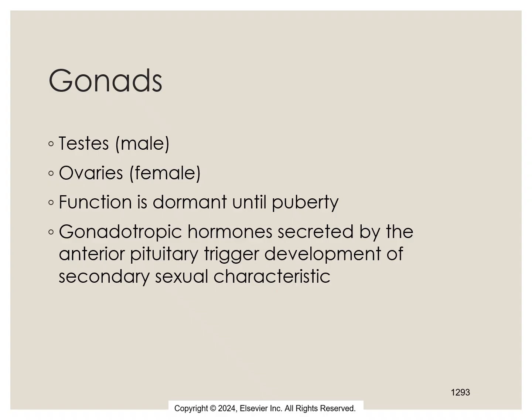Moving forward, we have the gonads. For males, we will have testes, and for females, we will have ovaries. These hormones are dormant until puberty. Secretion of these hormones triggers the development of secondary sexual characteristics. And we will actually discuss this more in chapter 61 over the reproductive system.